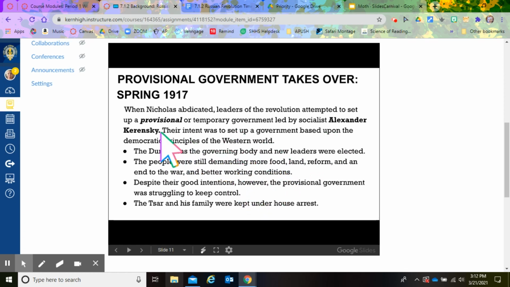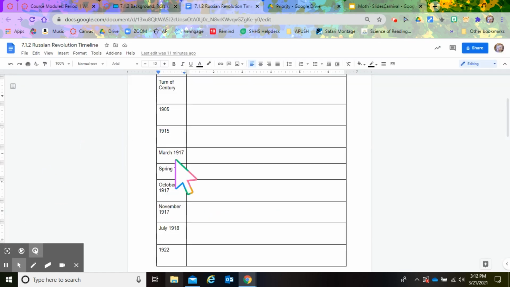And they were trying to set up a democratic body, but because of how poor everything was and the conditions of everything, it was really hard for this to take hold. So let's go ahead and jump over here and tell us what exactly is going on in the spring of 1917.